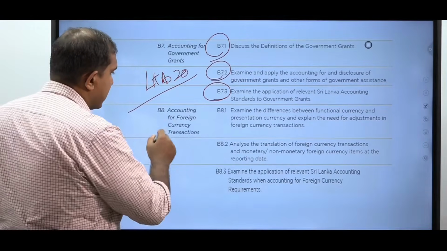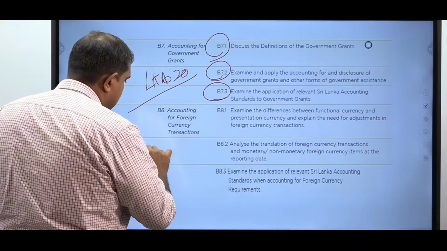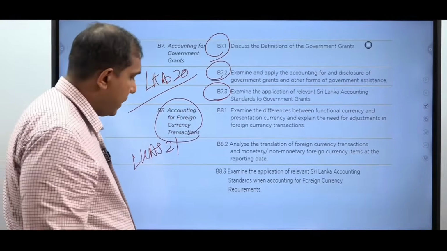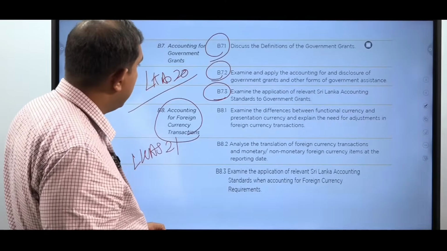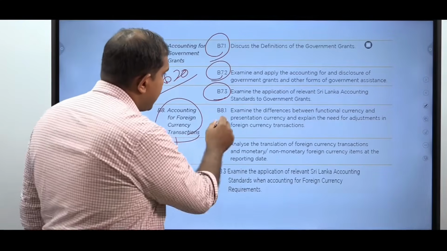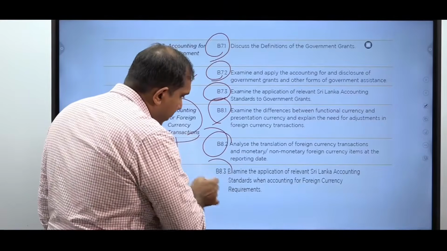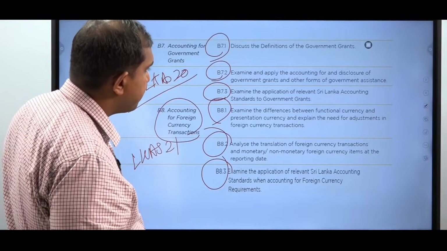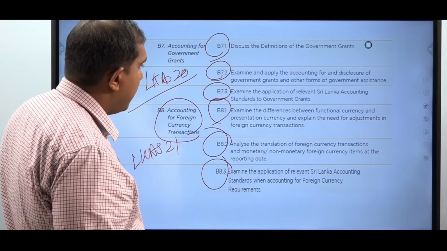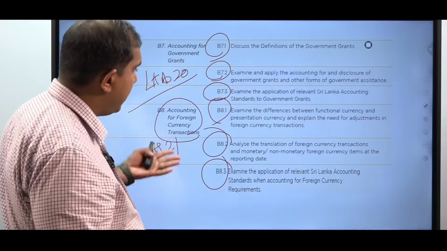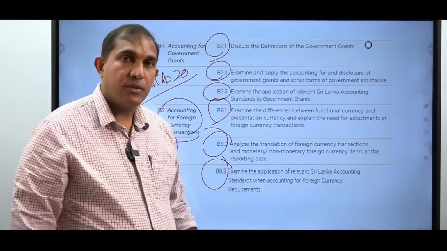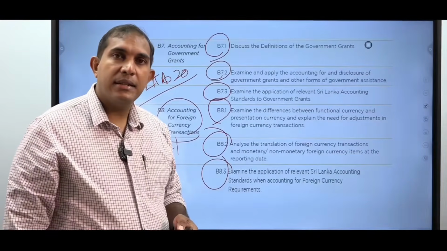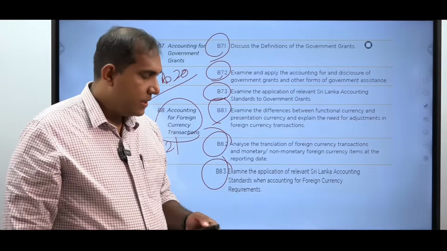Then accounting for foreign currency transactions, LKAS 21. LKAS 21 connects with 3 objectives, 8.1, 8.2, 8.3. Here, yes, we need to cover the application. First, we need to cover the standard, then we can discuss more practical examples.